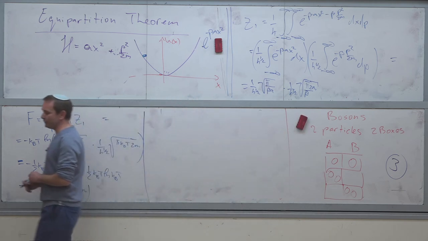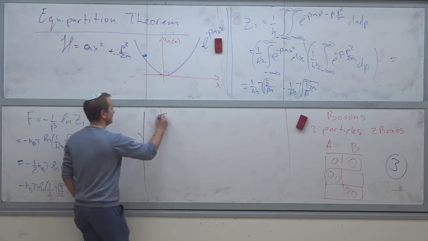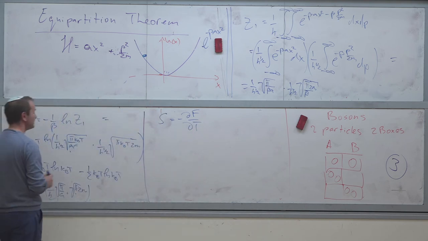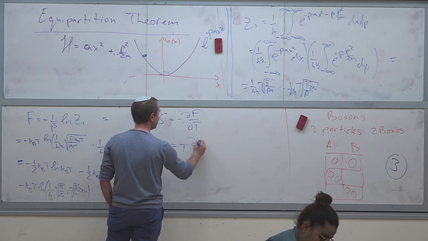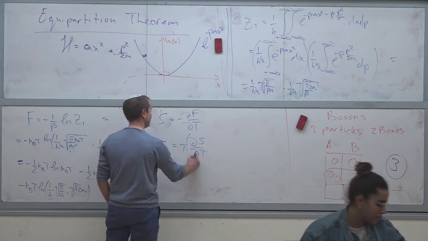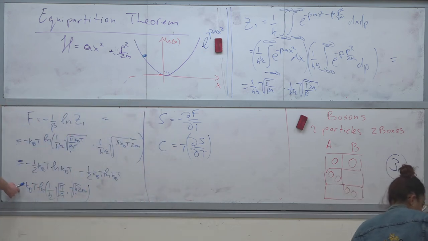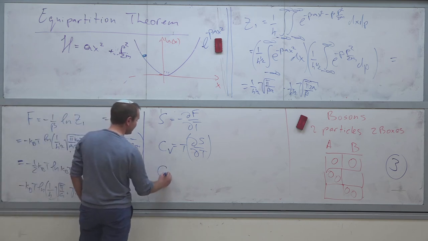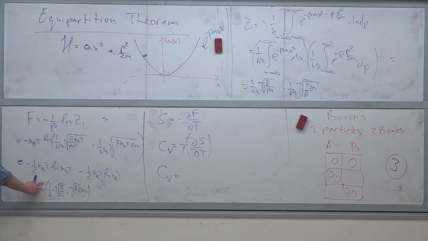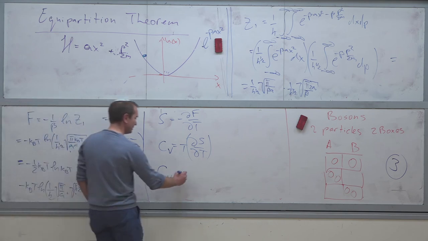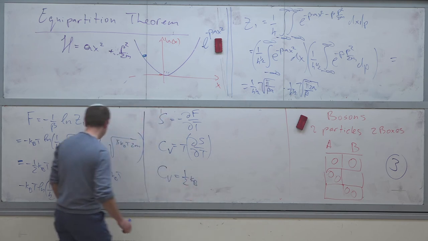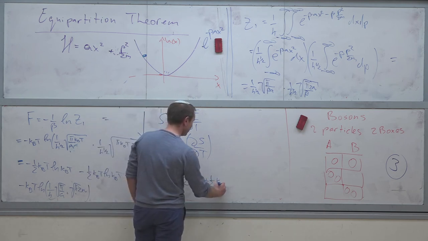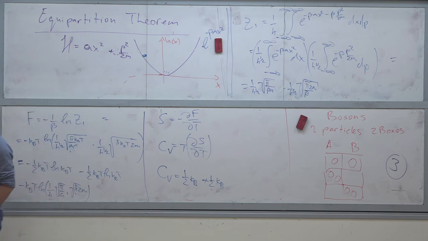I remind you two connections. First of all, S is minus dF/dT. This is the first one. And CV is T dS/dT. When we perform those calculations, we obtain that CV equals this guy will contribute 1/2 k Boltzmann. This guy will contribute 1/2 k Boltzmann. And this is the statement of the equipartition theorem.